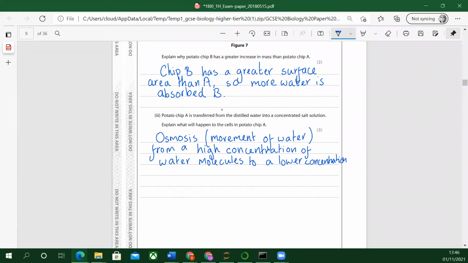So what happens here is that water will move out of the cells and into the salt solution.